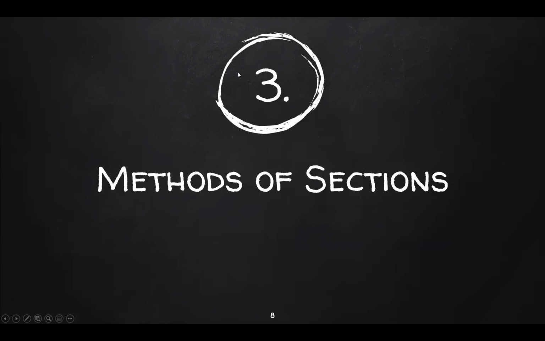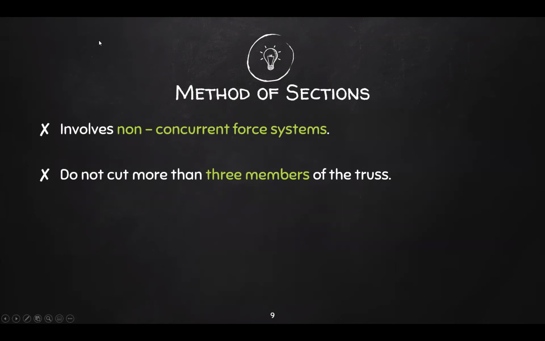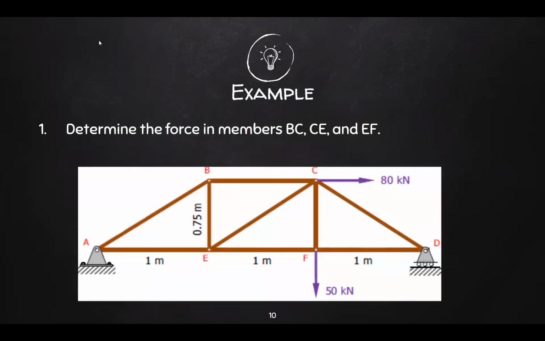Once again, this is a review. So as a review, method of sections involves non-concurrent force system, in contrast to your method of joints. And its rule is you're not supposed to cut more than 3 members of the truss. Once again, to familiarize ourselves with the concept, let's have an example. Determine the force in members BC, CE, and EF.